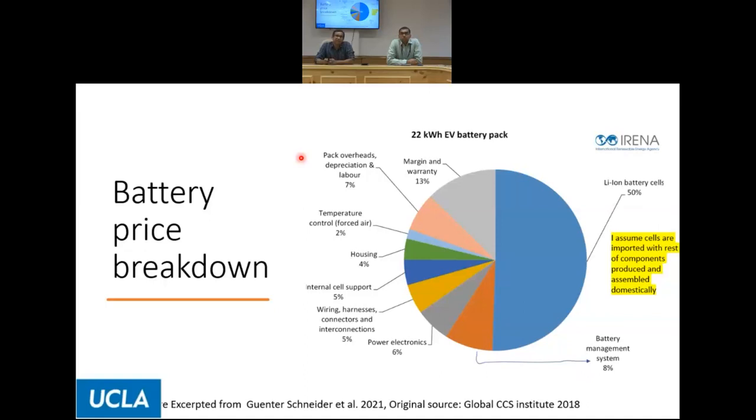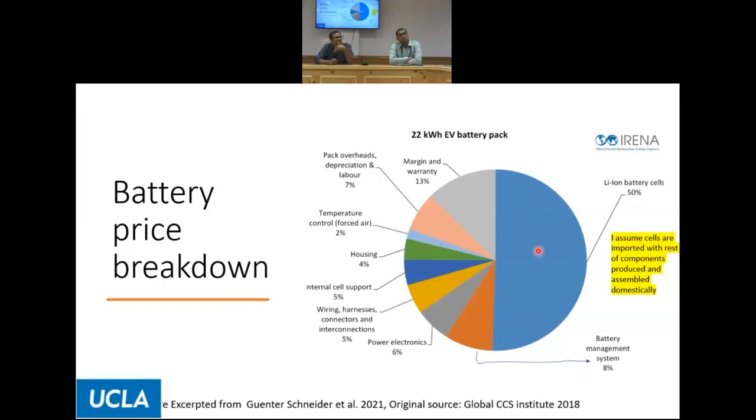So the battery price breakdown. If you take a 22 kilowatt hour electric vehicle battery pack, 50% is the cost of the cells. The right half of the pie in blue is the cell. The individual cells are put together to make a module, with a certain number of cells, and then you collect these modules and make them into a pack. The pack is then put together with power electronics, cooling system, internal structure support, battery management system, and so on. All of that is the rest, and then margin and warranty. So if the battery pack costs $150 a kilowatt hour, about 50% is the cost of the cells. The remaining 50% is the rest. We import the cells today.